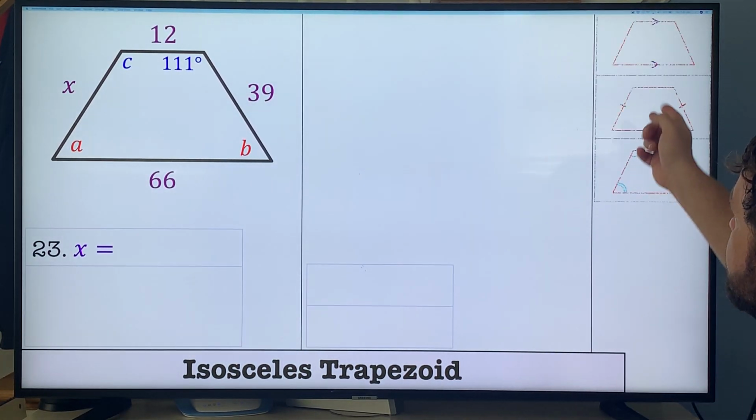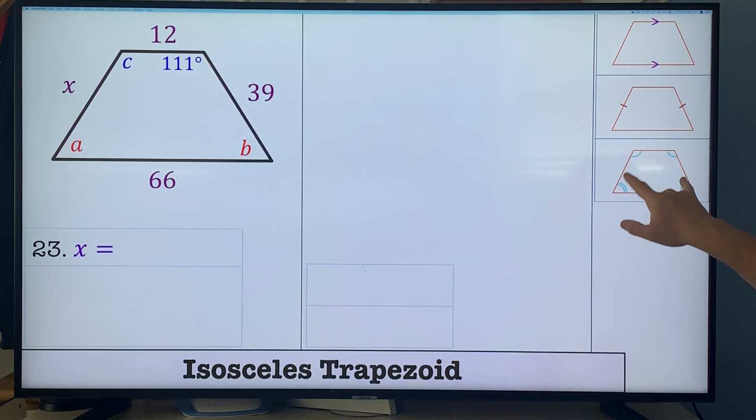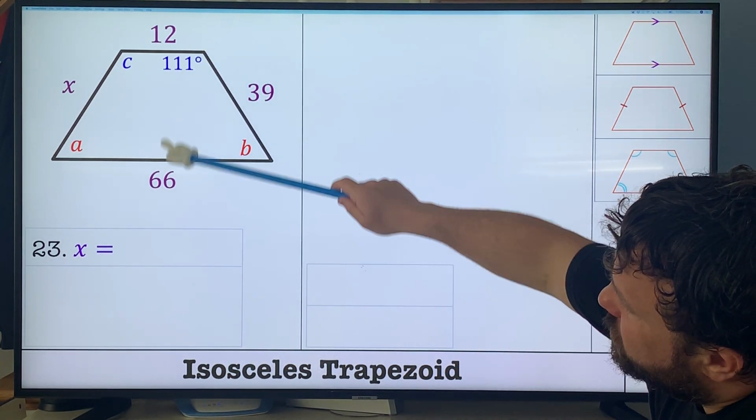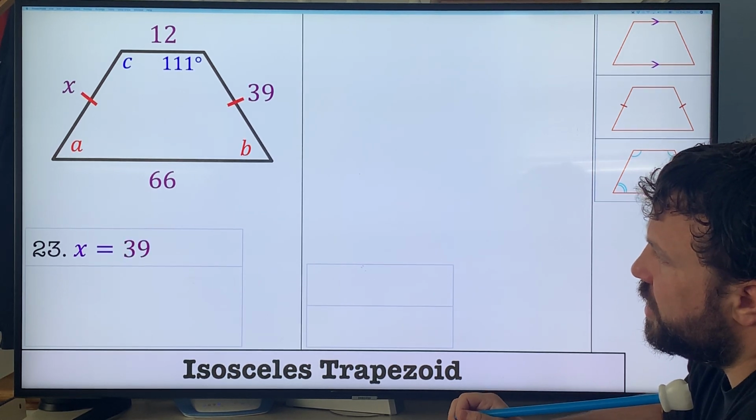Isosceles trapezoid. Isosceles trapezoid, rule right here, top and bottom parallel. Two legs are congruent. Two adjacent sides are also congruent. So if I want to find x right here, I don't need to use the 12 or the 66. I just need to use the opposite leg. X would be indeed 39.